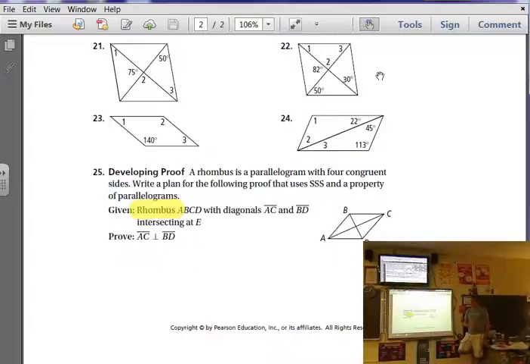Yeah. Now it says, write a plan for the following proof that uses side, side, side. So that's your clue. So if we relate that BE and ED are congruent, and I think my smartboard's slightly off, I have not oriented this year, which is crazy. And EC and AE are congruent. And then we also know that BC is actually congruent to AD.